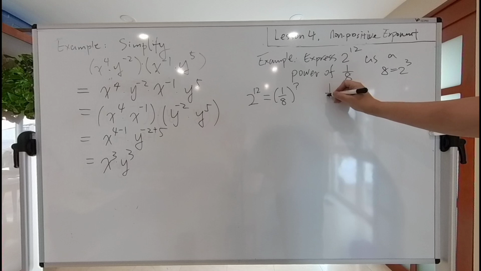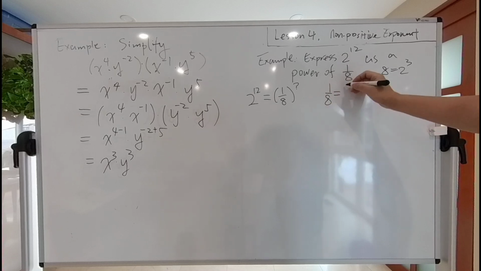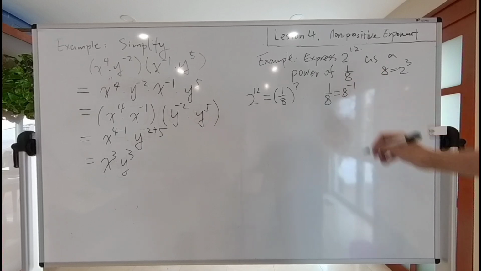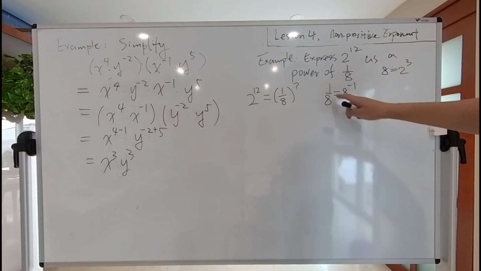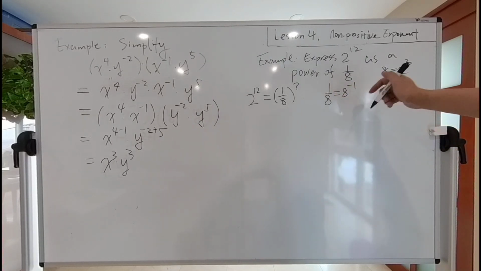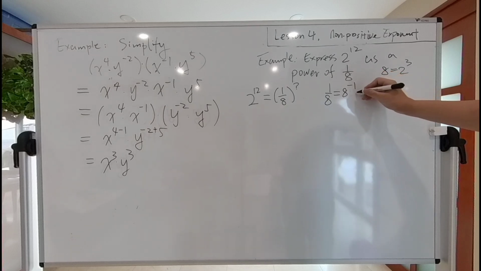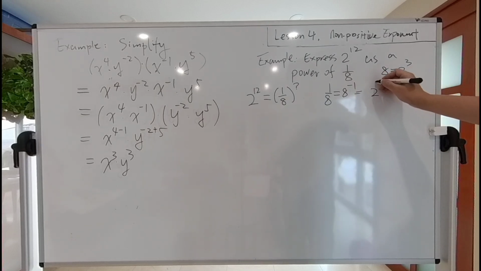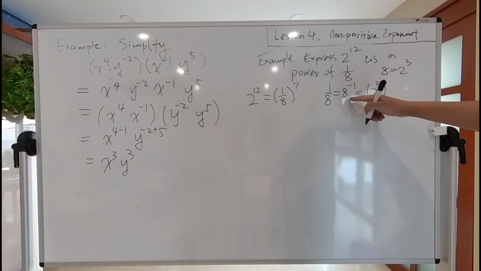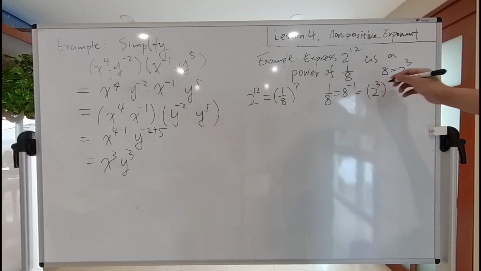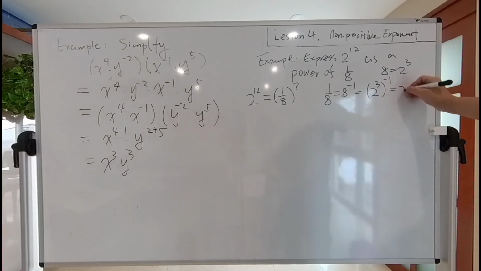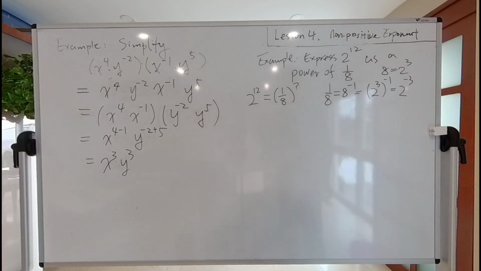So first of all, 1 over 8, remember the definition of non-positive exponents, can first be written as 8 to the power of minus 1, and then 8 is 2 cubed. So we plug in 2 cubed to replace 8, giving 2 cubed to the power of minus 1. So then this is 2 to the power of minus 3.